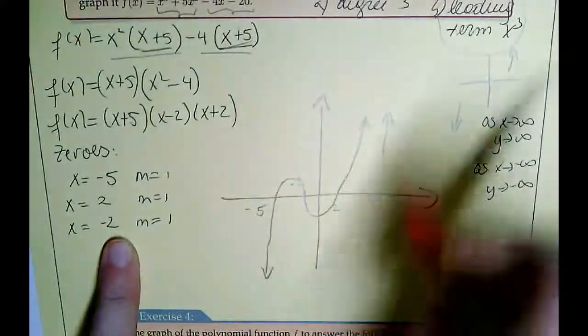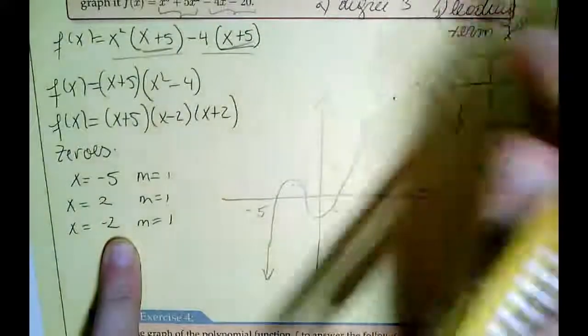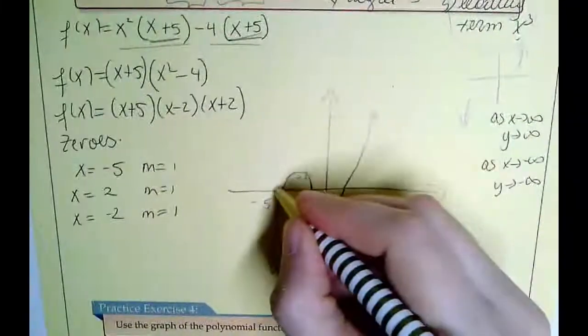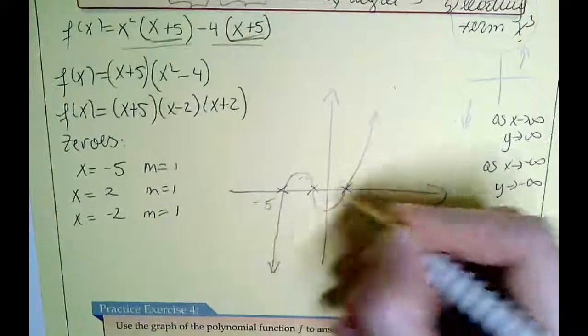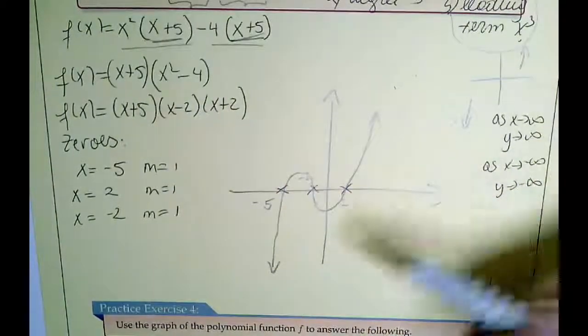So I can erase this. So this is my function, my polynomial. It has my 3 zeros with multiplicity 1, and it has the end behavior of x cubed.